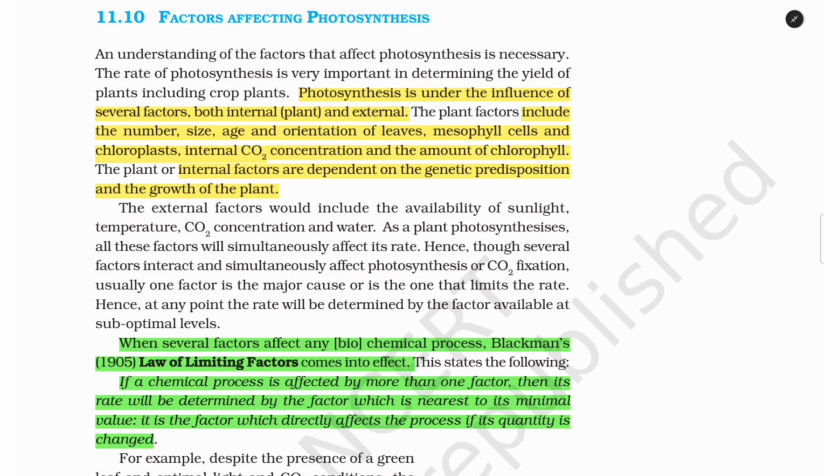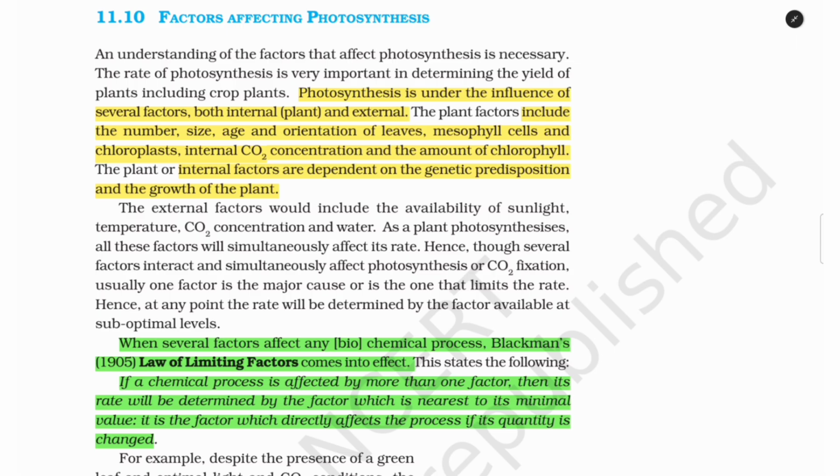11.10 Factors affecting photosynthesis. An understanding of the factors that affect photosynthesis is necessary. The rate of photosynthesis is very important in determining the yield of plants, including crop plants. Photosynthesis is under the influence of several factors, both internal, that is plant, and external.